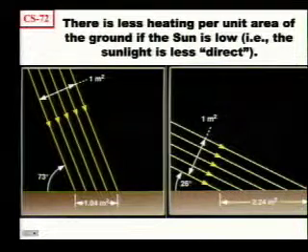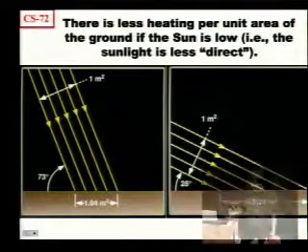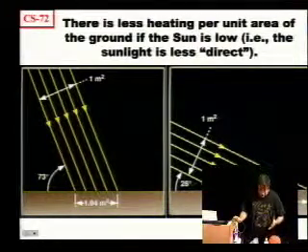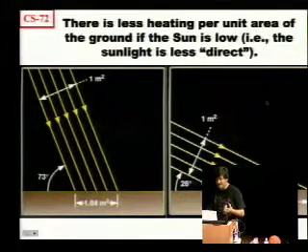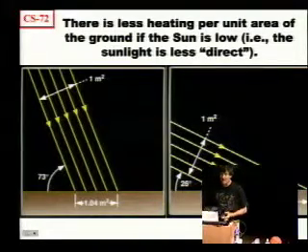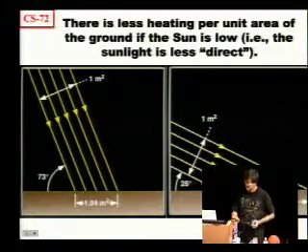Okay? So you don't get all that warm even in the summer at the poles, although it's not that bad. It's not incredibly cold. It's just pretty cold, but it's not as cold as it is at night, okay? So in a sense, I say that the sunlight is less direct. I mean, it's direct, but the point is it's covering more area. The same amount of energy is being spread out over a bigger area. All right? So that's the cause of the seasons.